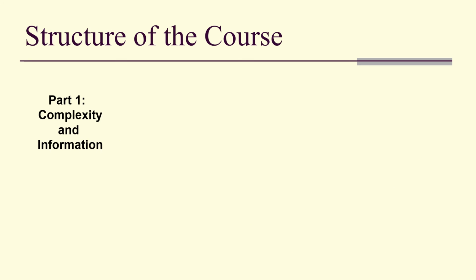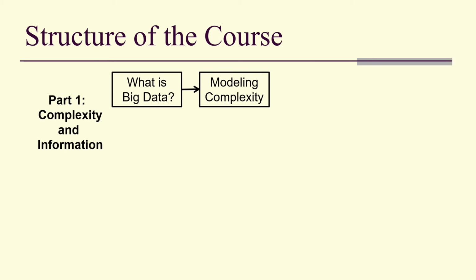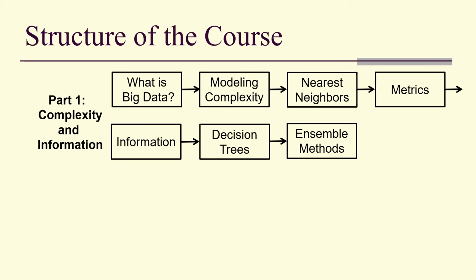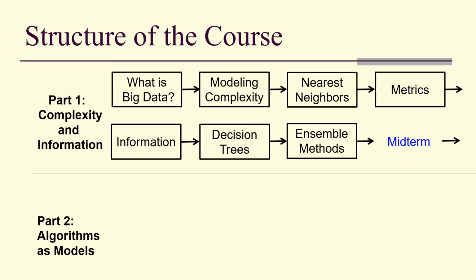So the structure of the course will have essentially 2 major parts. The first is complexity and information. We'll look at what is big data and then how to model complexity, nearest neighbor methods, metrics, information, decision trees, and ensemble methods. And after the first 7 modules, we'll have the midterm.